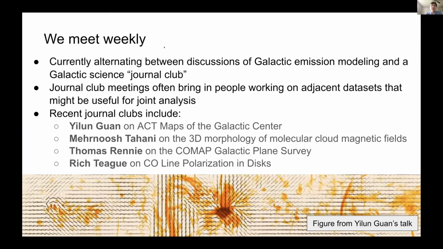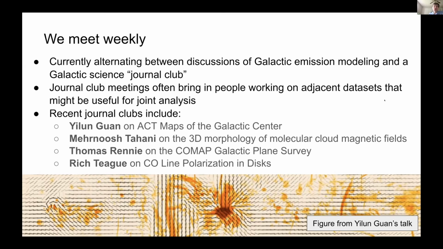Sure, thanks, Suzanne. So what is it that we actually do when we get together and meet? We're currently set up in a mode where we're alternating between two different types of meetings. So we meet every week on Wednesdays, although not this week because we encourage folks to attend the Cosmoglobe meeting. Half of the time we spend working on galactic emission modeling, and I'll talk a bit about that in just a second. And then on the alternate weeks, we have a kind of galactic science journal club. And that can have a number of different flavors. It's kind of an open call if folks have something that they've been working on that they want to talk about and present results.